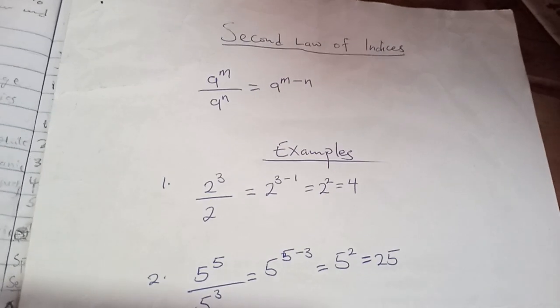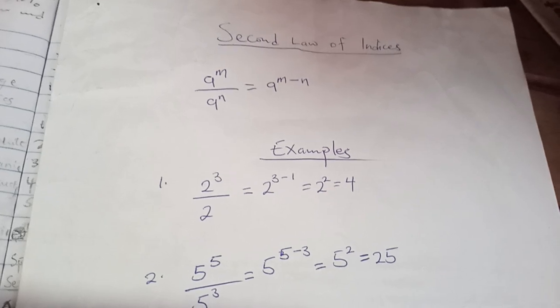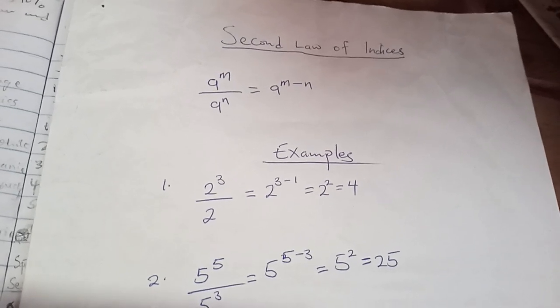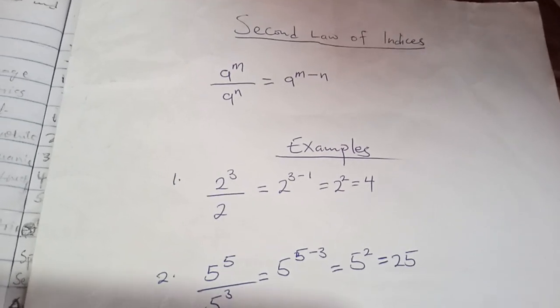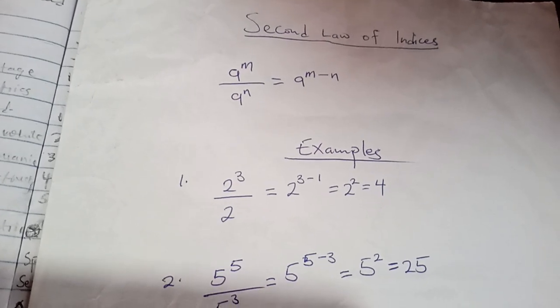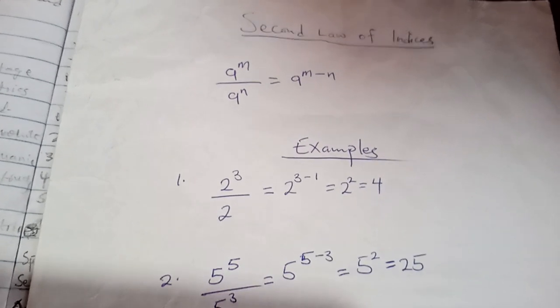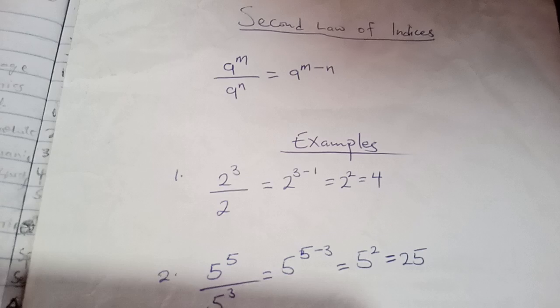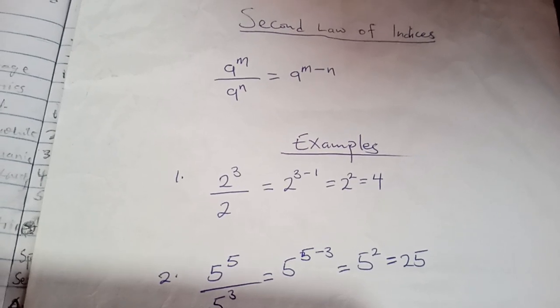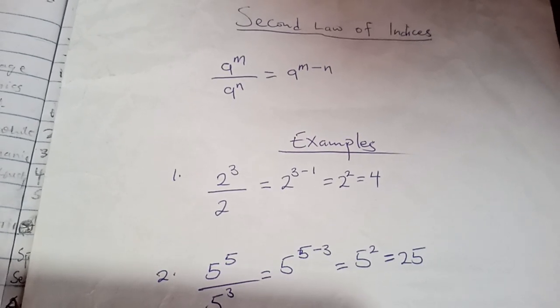Now, when you are applying this principle, you realize that the bases are the same, and the bases represent the a's. And for the exponents, we have one which is to the power m and the other which is to the power n. So we have a to the power m divided by a to the power n.